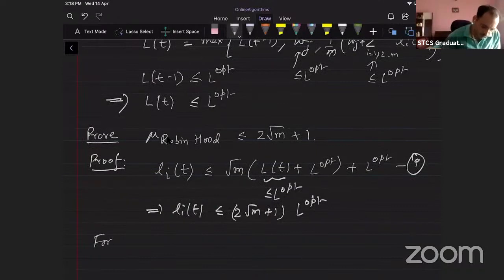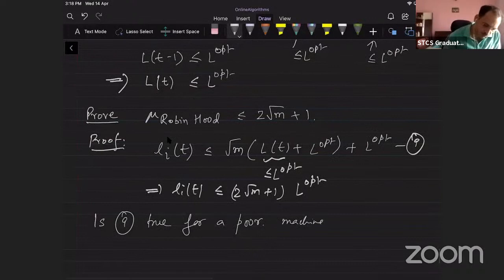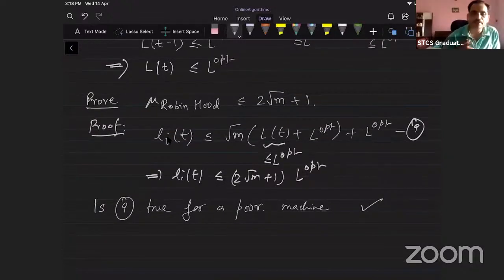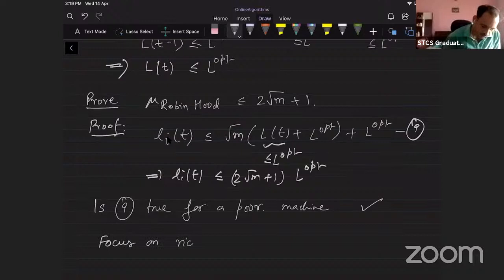So is 9 true for a poor machine? By definition of a poor machine, Li(t) is less than or equal to square root M times L(t). 9 has only a few more terms. So for a poor machine, 9 is always true. So I only have to worry about showing 9 for a rich machine. All right. Everybody with me? Hari? Yeah. Okay. So now focus on rich machines only.